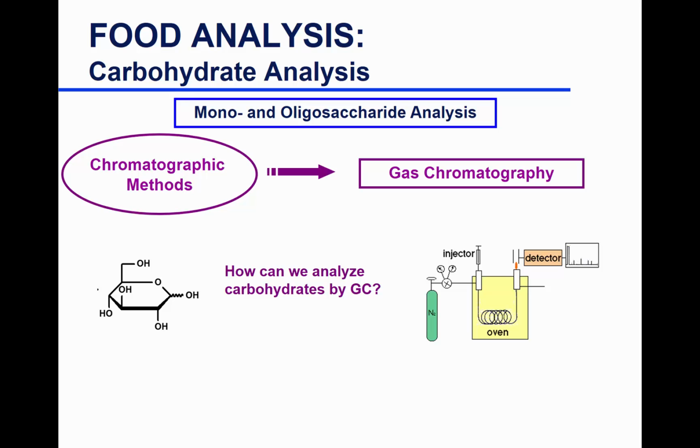You can also do gas chromatography for carbohydrate analysis. But how can we make the carbohydrate detectable by GC? Are carbohydrates volatile? No. You had your hand up, Drew. So carbohydrates are not volatile and they're not thermally stable, so they require derivatization, basically.